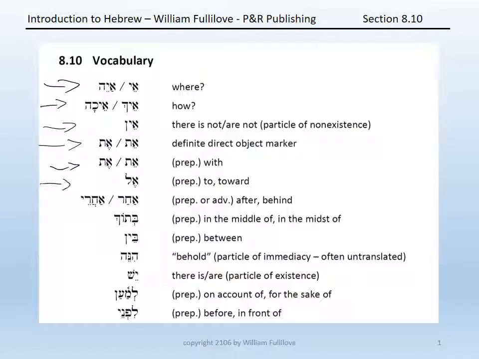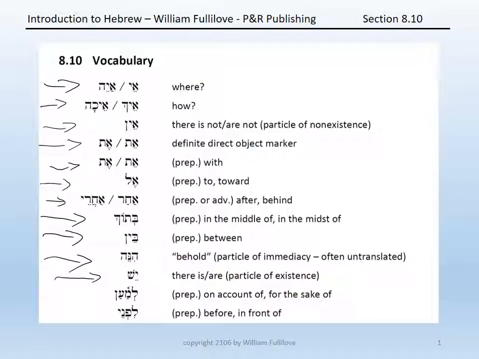El, the preposition to or toward. Achar or acharei, which can be a preposition or an adverb indicating after or behind. Batok, the preposition in the middle of, in the midst of. Bain, the preposition between. Hine, the particle of immediacy, which we often will choose not to translate, but used to be translated behold.